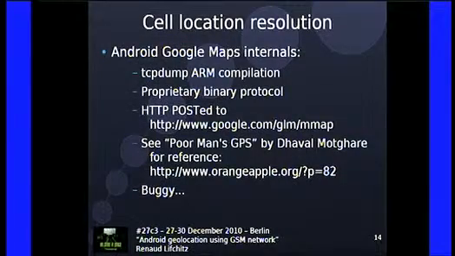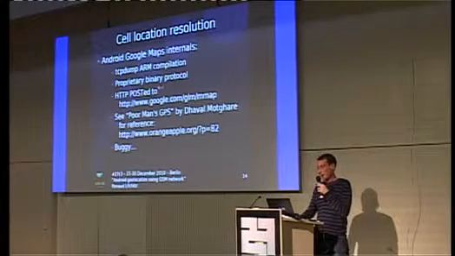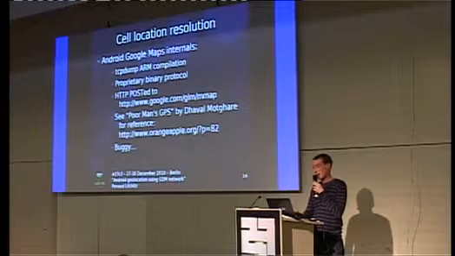So first of all, let's talk about Android Google Maps internals, right? I compiled tcpdump for my Android phone, which is a Nexus One. You need to cross-compile tcpdump for the ARM architecture, because of course the phone doesn't run an Intel processor, right? And I noticed there were some exchanges in binary. So this is a proprietary binary protocol, but it uses HTTP POST to this URL here, GLM mmap.